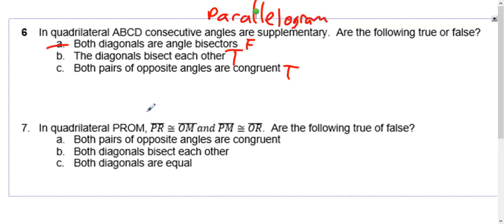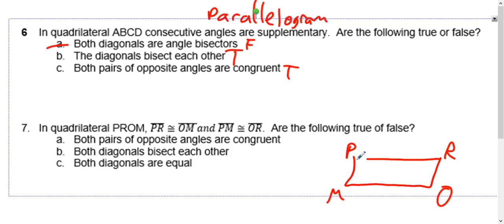In quadrilateral PROM, PR is congruent to OM, and PM is congruent to OR. So let's draw that out. P, R, O, M. If PR is congruent to OM and PM is congruent to OR, those are opposite sides. If opposite sides are congruent, that means that this must be a parallelogram also.